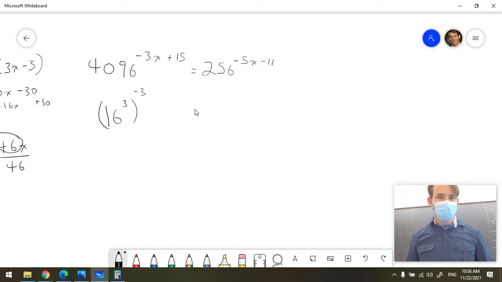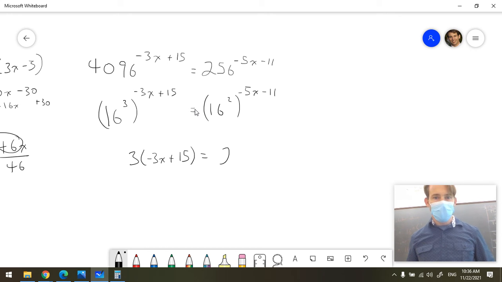raised to the negative 3x plus 15 is equal to 16 squared raised to the power negative 5x minus 11. All right, so now we set the exponents equal to one another. 3 times negative 3x plus 15 is equal to 2 multiplied by negative 5x minus 11.